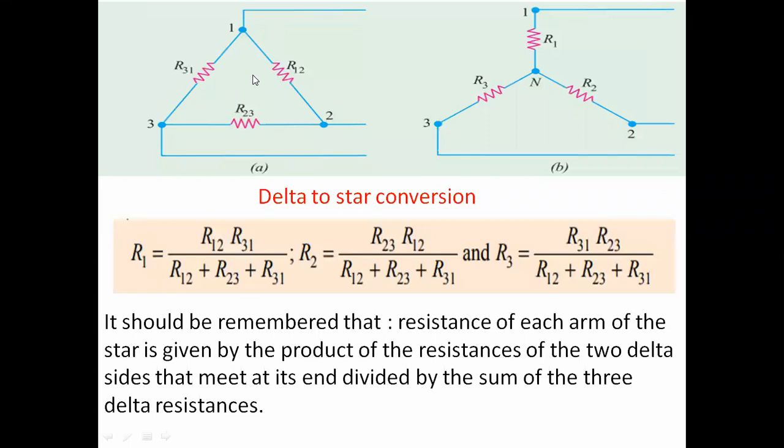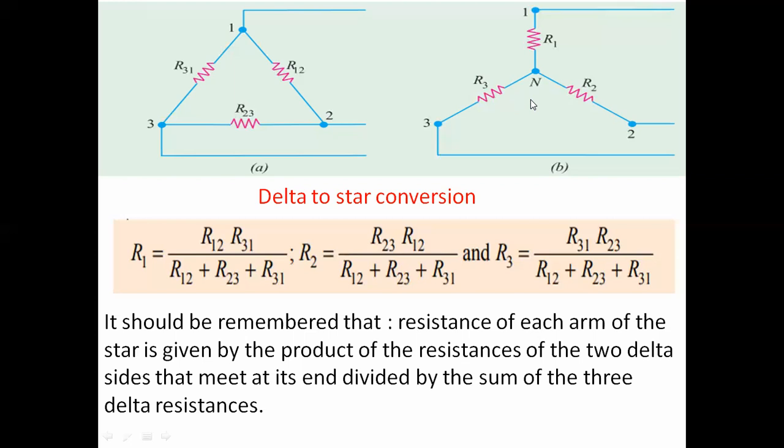Here we have this delta network, or delta connection, and the second one, B, is nothing but the star connection, or the star network. Suppose in the given network you experience that the network is in the shape of a delta. Then you may convert this delta into a star, because by converting into a star network you can simplify the network easily.